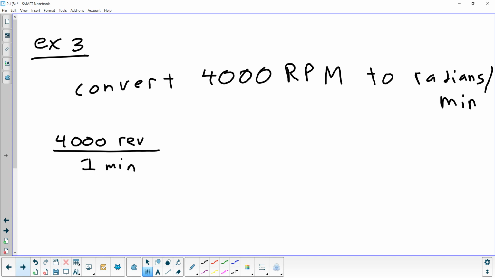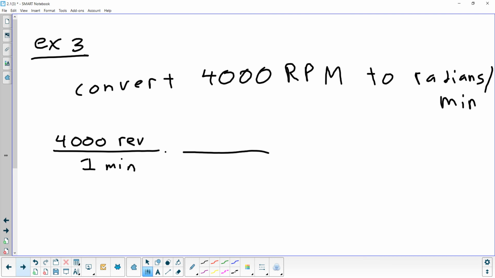So leave minutes alone. What they don't want is revolutions. We have to convert revolutions to radians. Now, even if you don't know how many radians in a revolution, which we learned, but if you don't remember it, we should at least know where revolutions has to go. So Pete, where does revolutions have to go to cancel out? Top or bottom?